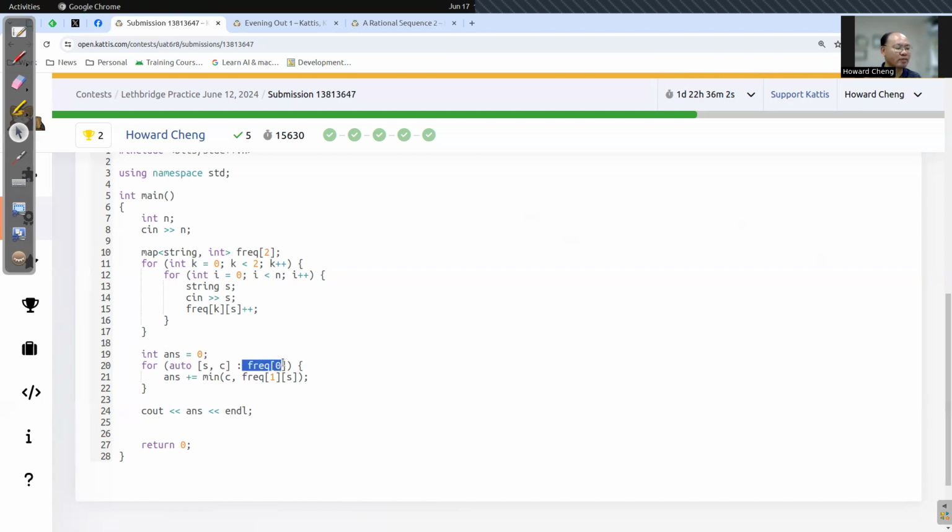So I go through all of the first map, and for each one, I go to the second map and look up that string. If that string is there, it will return the value, whatever count it is. If it's not there, it will create an entry and return 0, which is just fine. So I'm not going to bother asking if it's there or not. I'm just going to make use of the fact that if it's not there, it's going to return 0. Then I take the minimum of the value in map 1 and the value in map 2, add it to the running total, and that's the answer.